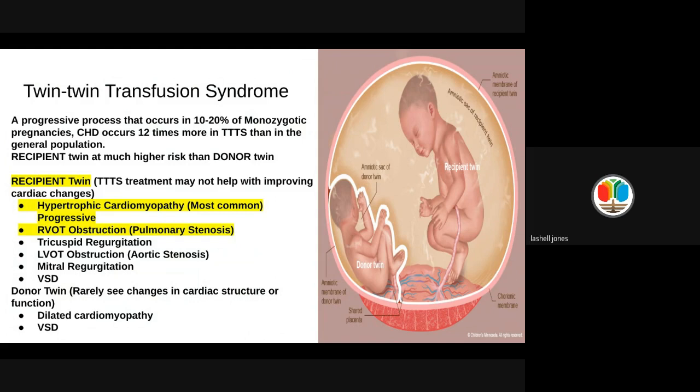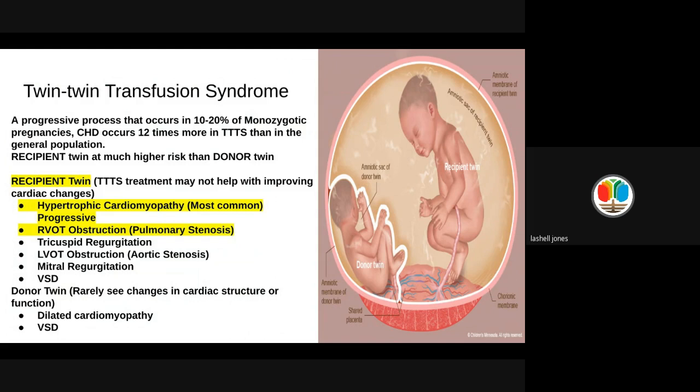So with the recipient twin, hypertrophic cardiomyopathy is most commonly seen, as well as pulmonary stenosis. Okay, those were the two that came on my boards. Now, with the donor twin, rarely you're going to see changes, but if you do, it's going to be dilated cardiomyopathy or VSD. But from what I remember, my exam questions were based off of the recipient twin and what were the changes that you would see in the heart.